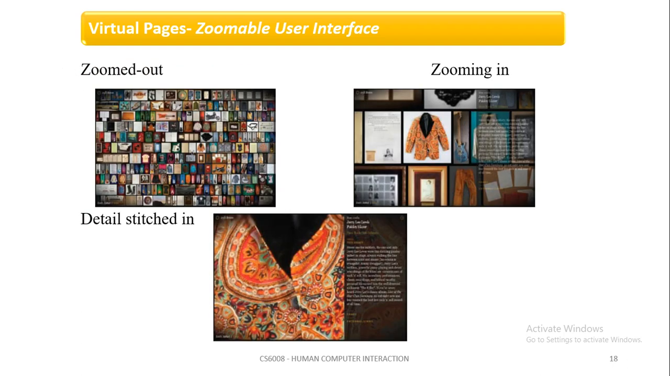Let us see an example. Here in the first picture, in the zoomed out mode, all the items are seen in a thumbnail version. After zooming in on the item, we can see the details, and further zooming in, getting closer and closer, we can see more details stitched around the item.